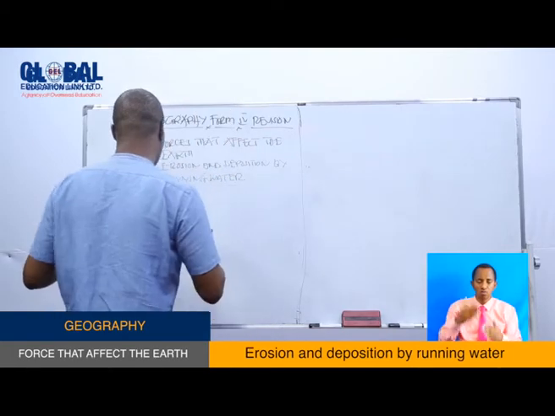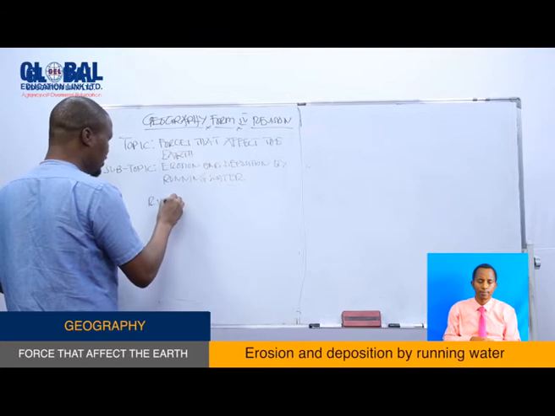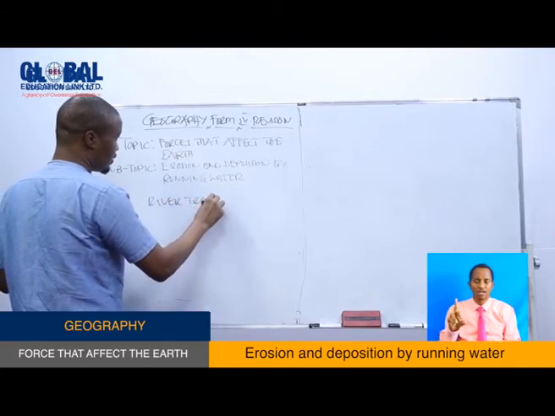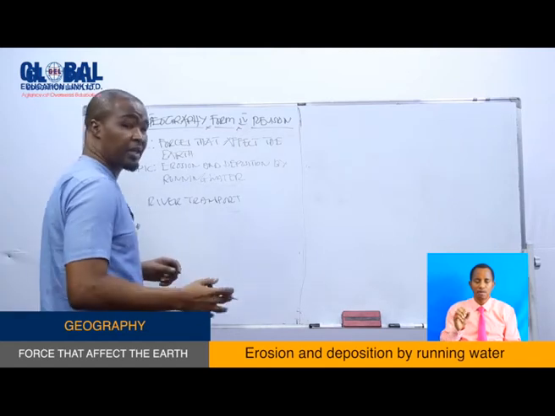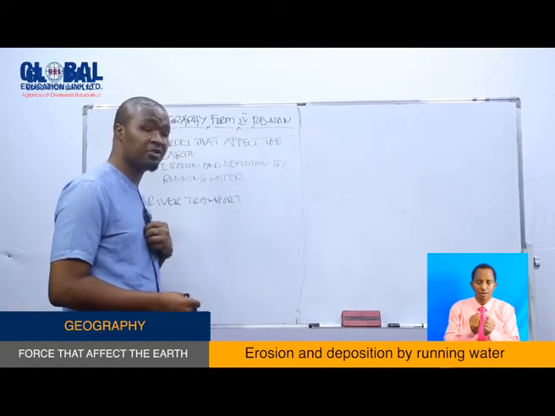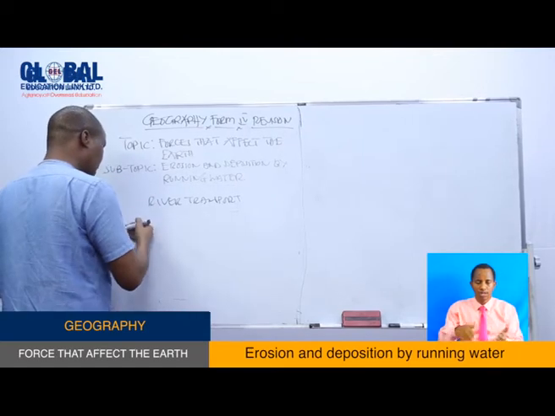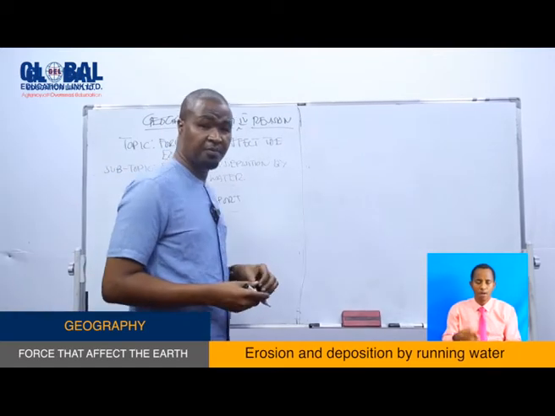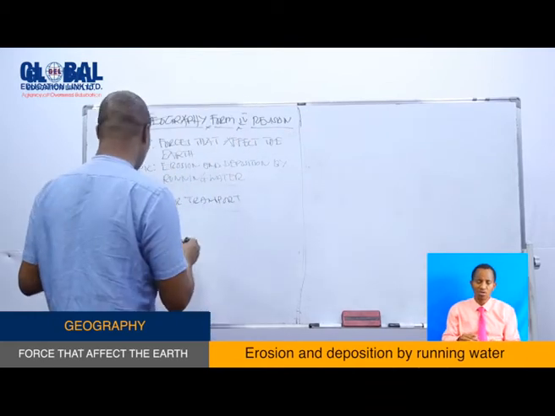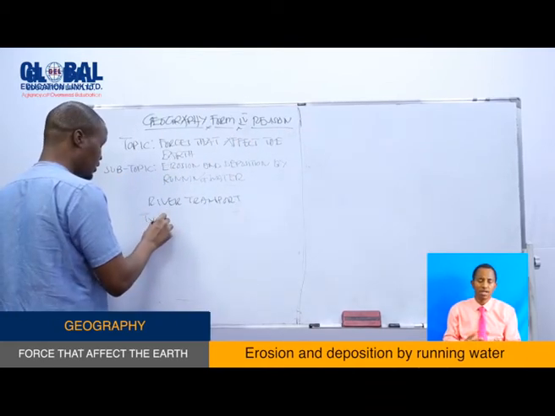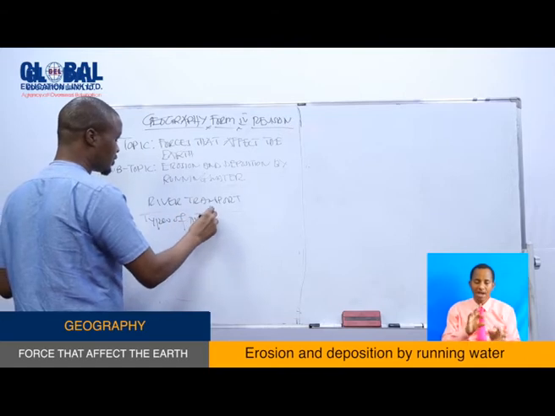So river erosion, river transport: the process where different materials are carried from one point to another is what we call river transport. Most of the time these are either loose material or weathered material. Then from there, we have types of river transport.